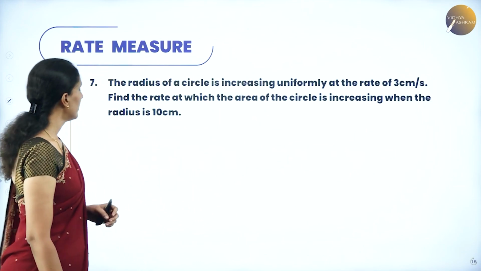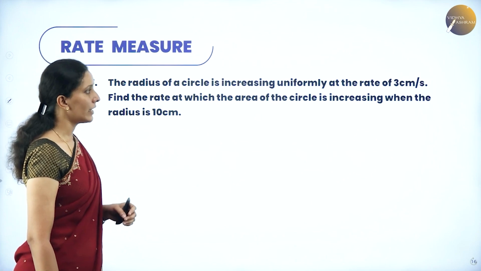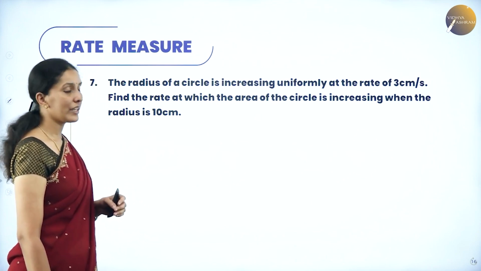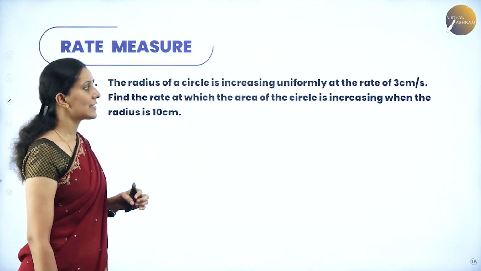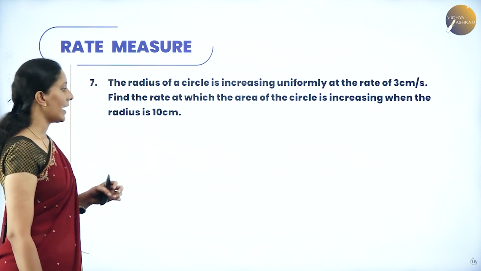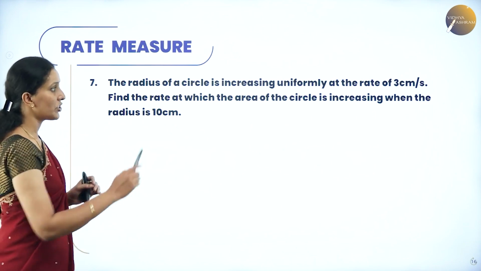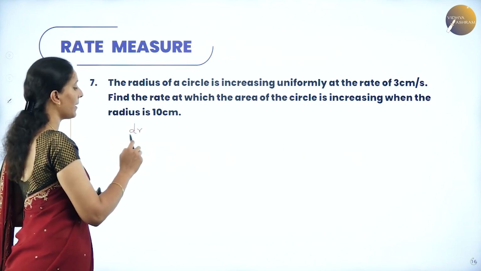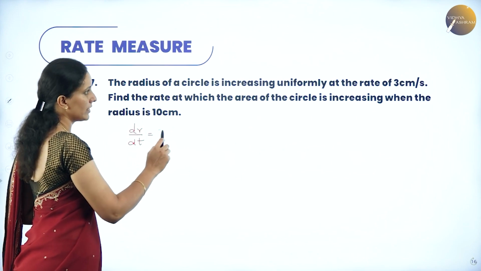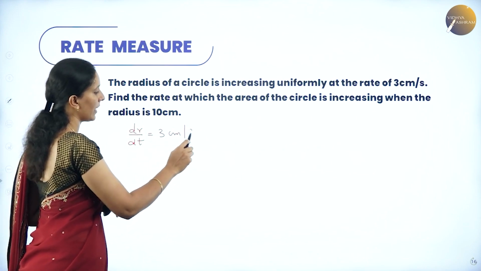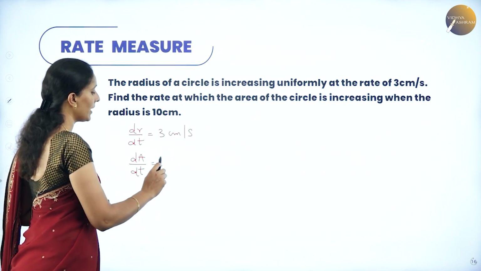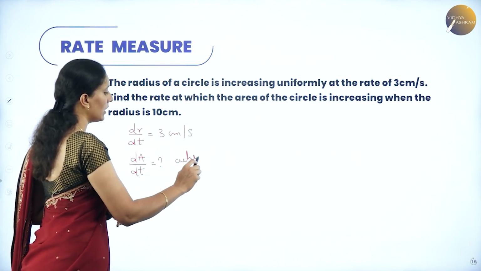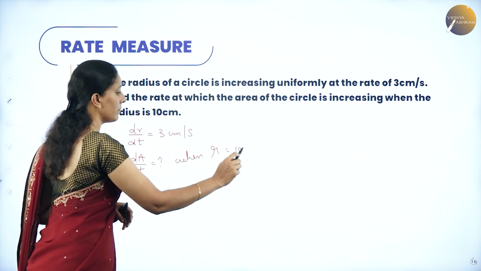Next one. The radius of a circle is increasing uniformly at the rate of 3 centimeter per second. Find the rate at which the area of the circle is increasing when the radius is 10 centimeter. So change in radius with respect to time is given, which is 3 centimeter per second. Now change in area with respect to time has to be calculated whenever radius is 10 centimeter.